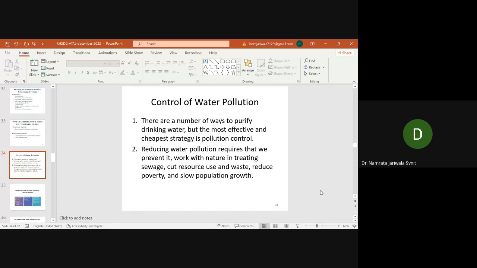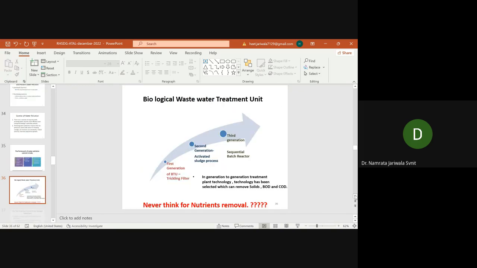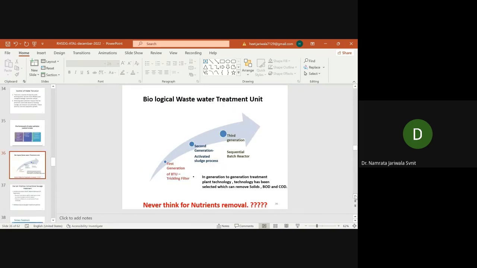Now it is not that we have done nothing. We have also started doing a lot of things to control all of these. For the legislative aspect, we have the Water Act. We have the National Water Policy, the National Environmental Policy, and right now we have the National River Conservation Program. At the same time, we have the National Lake Conservation Program, and right now the JNNURM missions. And according to these JNNURM missions, each and every city is getting financial support to establish the STP. STP is what? This is a secondary treatment plant, the biological treatment unit. For development of that, they are getting the financial support.